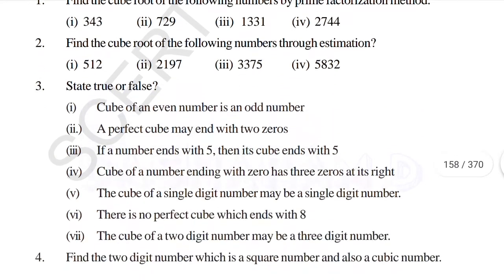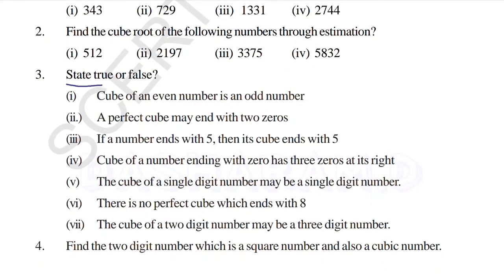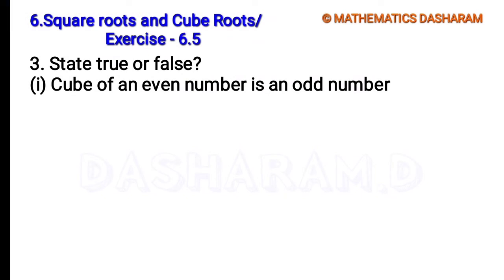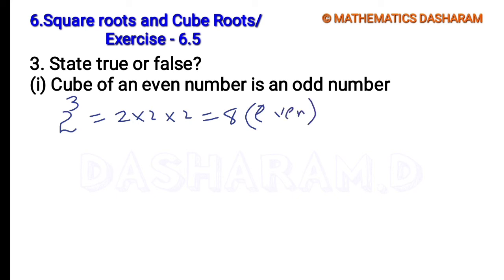After the second bit, next the third bit: state true or false. The first question: the cube of an even number is an odd number. Let's select one even number. 2 is an even number, then its cube, 2 cube, means 2 into 2 into 2, which is 8. So 8 is which type of number? An even number. Am I right? Let's take one more even number. 4 is an even number, then its cube, 4 cube, equals 4 into 4 into 4. 4 fours are 16, 16 fours are 64. It is also an even number.